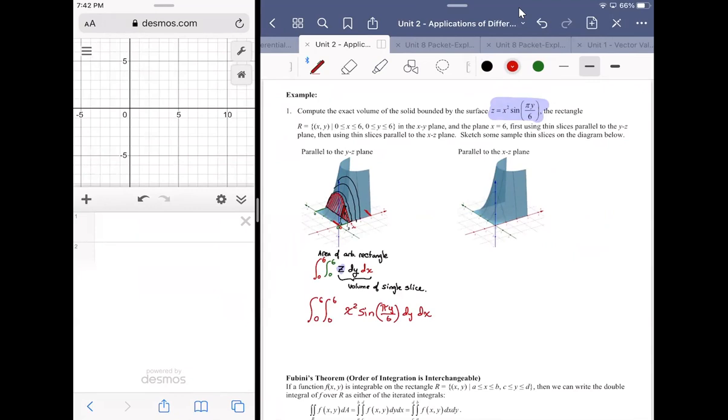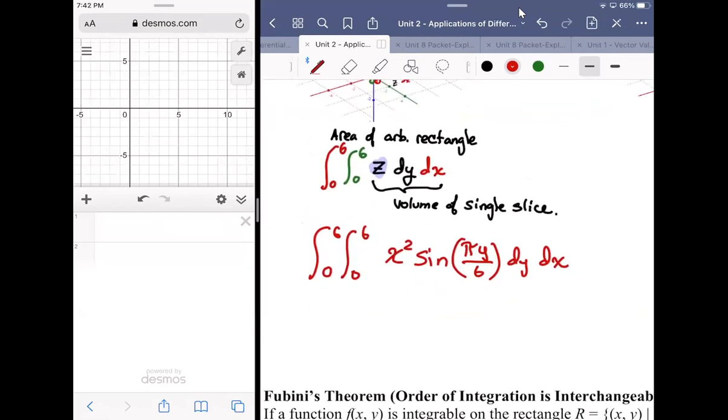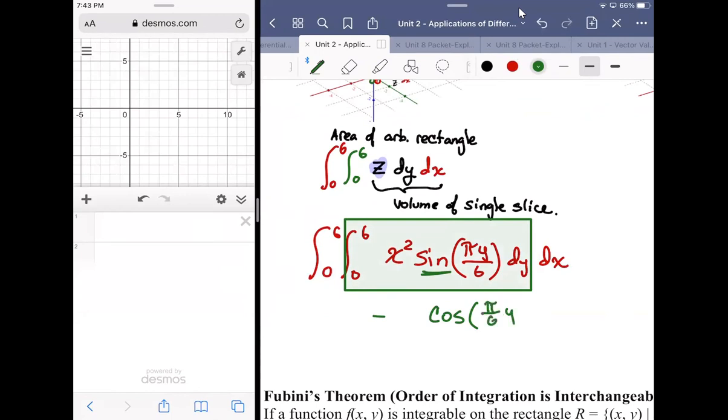All right. So the antiderivative of the sine function, because that's the only one that contains a y. I use my color coding strategy. The antiderivative of the sine function is going to be negative cosine. So negative cosine, I have my pi y over 6. Now, that pi y over 6 is really the same as saying pi over 6 times y.